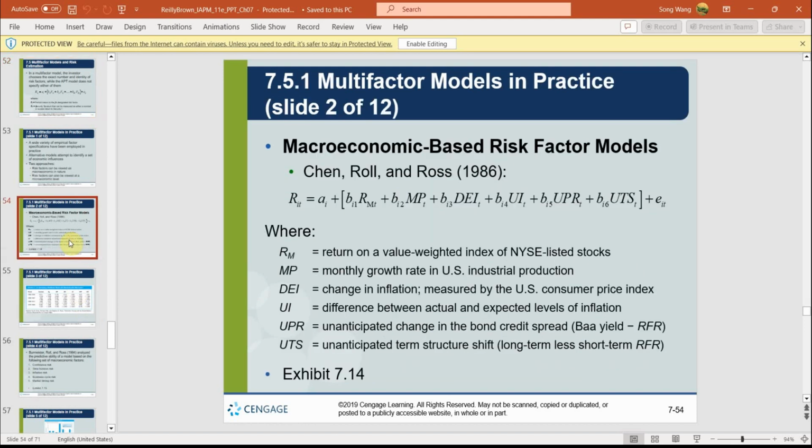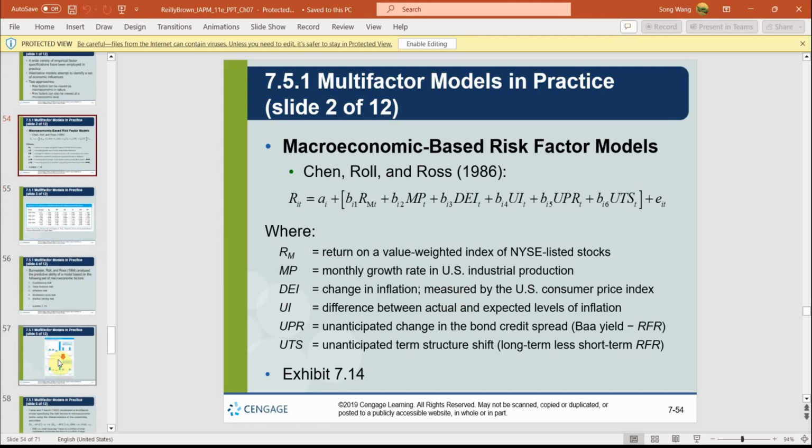And if you look at the predictive model in the macroeconomic sense, you will see that the stock return can be explained by the market return. They use the NYSE to represent the market return, and they also use multiple factors like inflation, industrial growth, and bond market indicators and so on. Okay, but that's not the point of today's exercise.